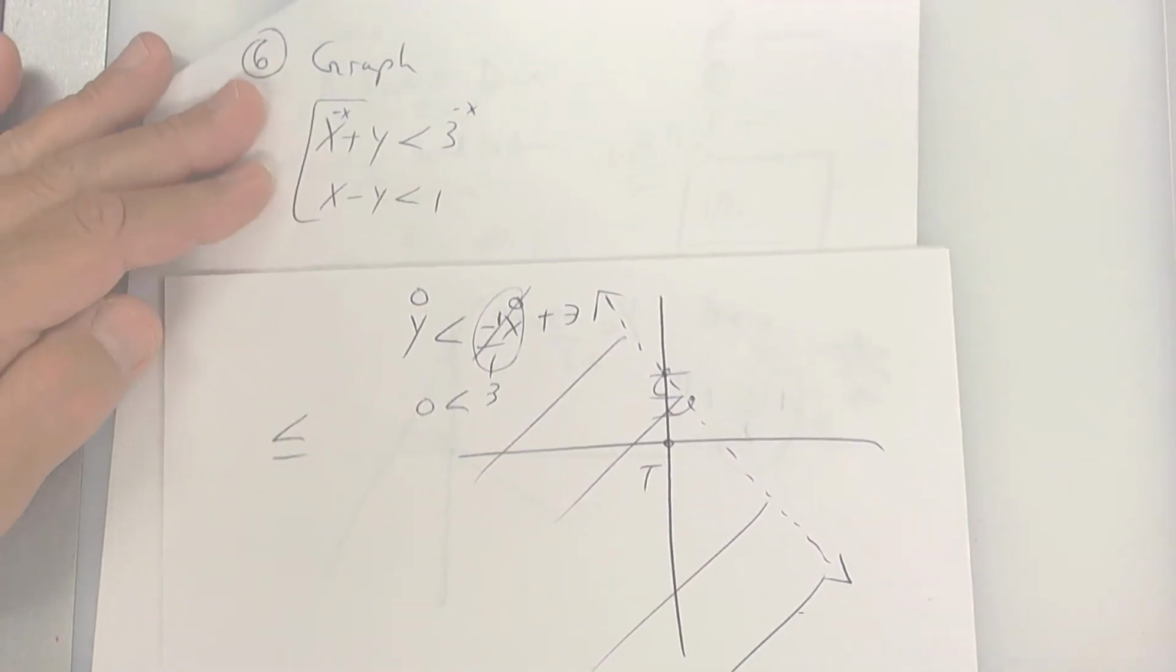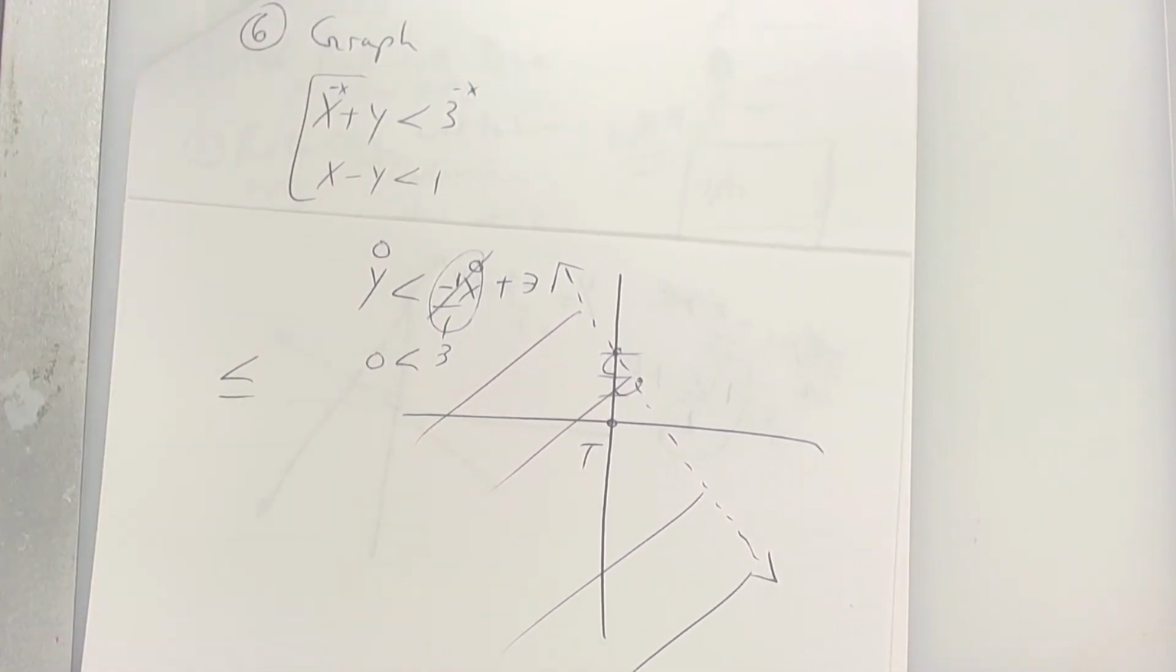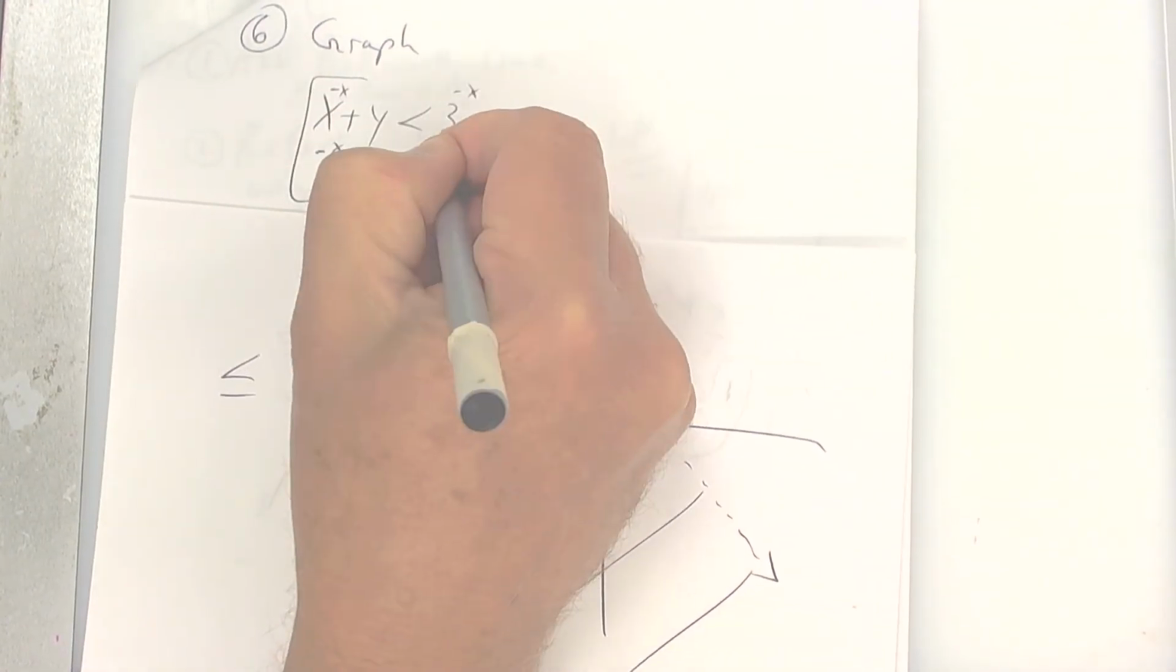We got one more to do. This one right here, you're going to get y by itself. Let me think about this. I would subtract x from both sides.